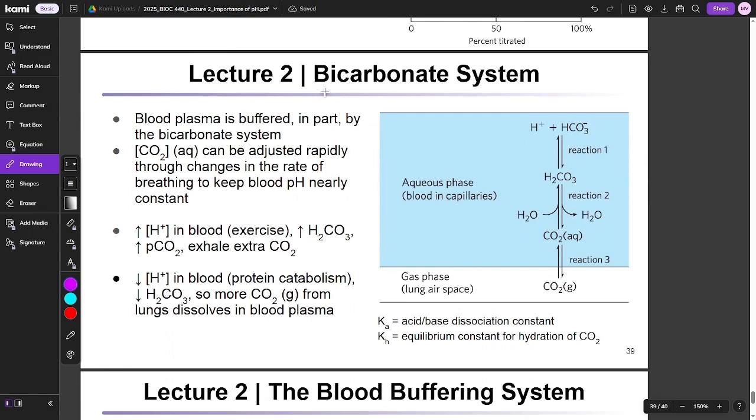Bicarb buffer system, buffered by the bicarbonate system. We turn CO2 into bicarb and H plus through this set of reactions here. You increase H plus in the blood through exercise, and you end up exhaling extra CO2. Write out that equilibrium. Get used to writing out that equilibrium of CO2 plus H2O makes bicarbonate and H plus. Get used to figuring out what happens if you manipulate different sides of that equation. That will show up on your test most likely.